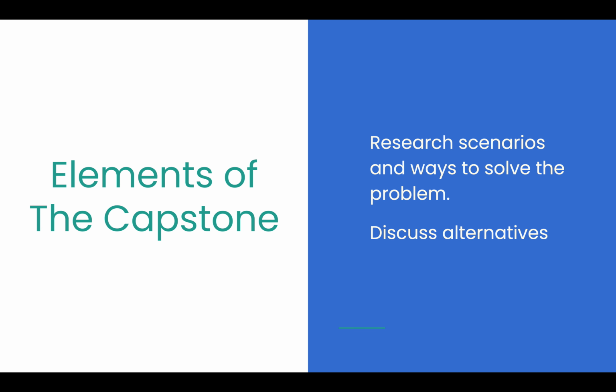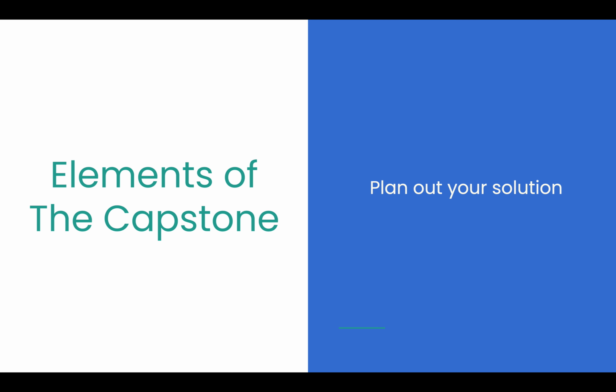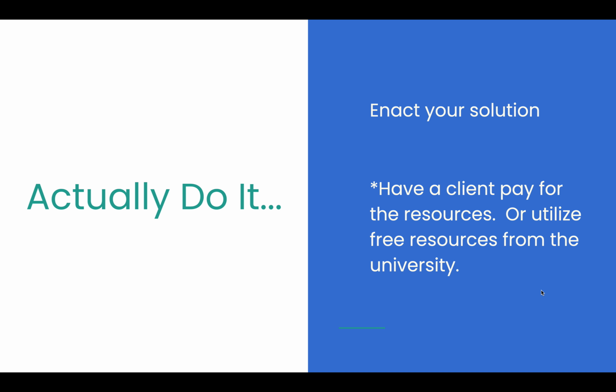You should also research scenarios. So just because you know the best way to do something already is not going to be good enough. You can hold to what you know to be the best, okay? But you need to be able to defend that. And to be able to defend that, you need to know what some of the alternatives are. Then you should go through and plan out what it is that you're going to do to address the problem. And then you'll enact it.